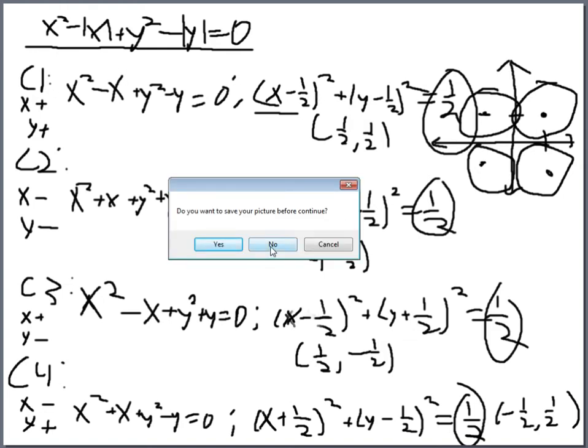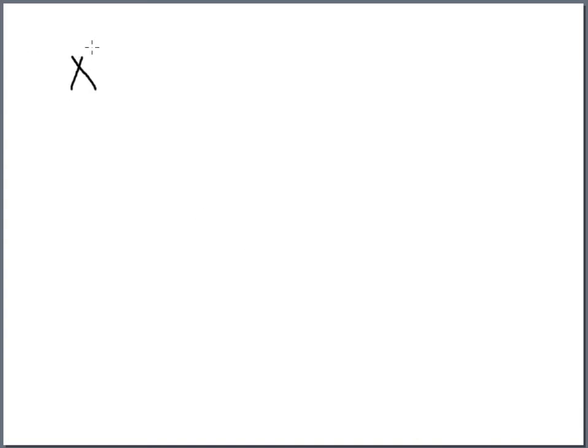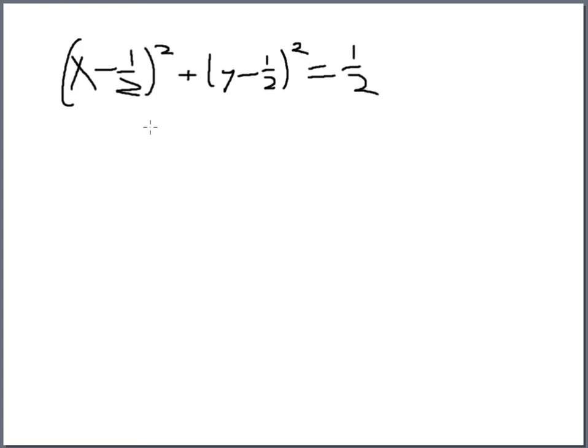So now we're going to create a new picture, and because we only need to find the area of one of them, we're going to use the first one just to simplify it. So I believe the first one was this. So that means the radius is equal to square root of 1/2, which is equal to root 2 over 2.